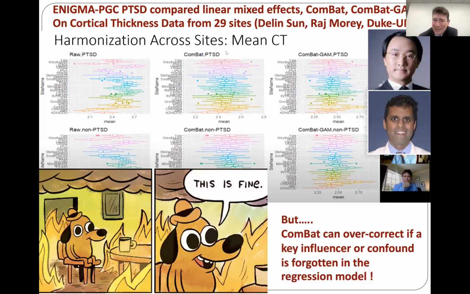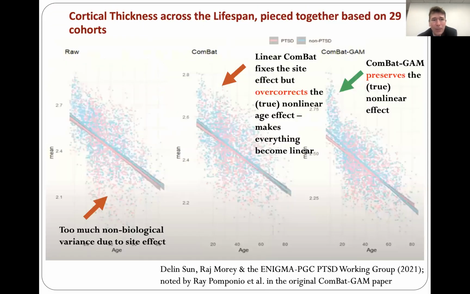But there's one caveat. It looks better, but we have to be a little bit careful that this doesn't overcorrect the data if a key influencer or a confound is forgotten in the regression model. And I'll tell you what I mean here. When Dylan and Raj looked at the raw data, the pink data is people with PTSD, the blue data is controls. When you run COMBAT, it brings all that pink data on the left more into line. I mean, sites that were reading low for cortical thickness get brought more into line with the rest. But up there at the top, it overcorrects the true nonlinear age effect.